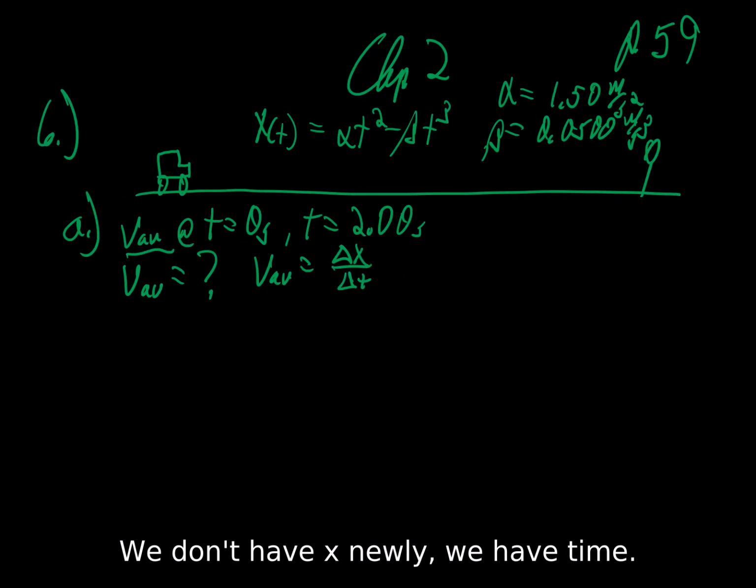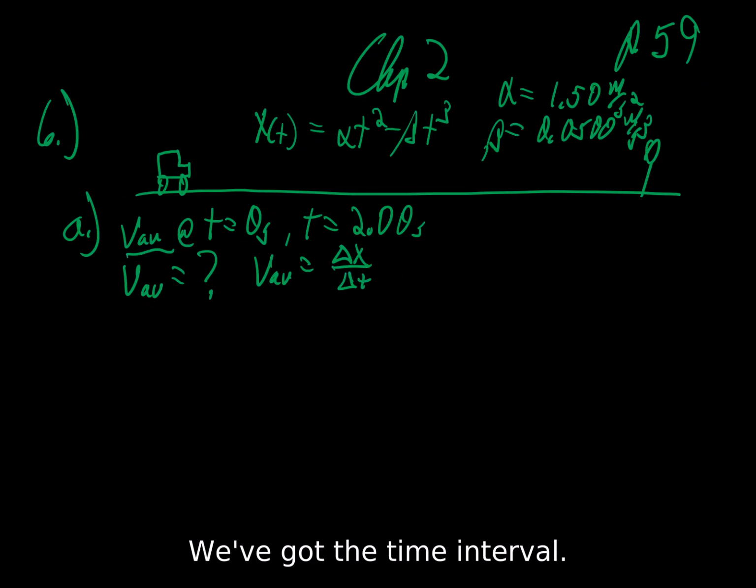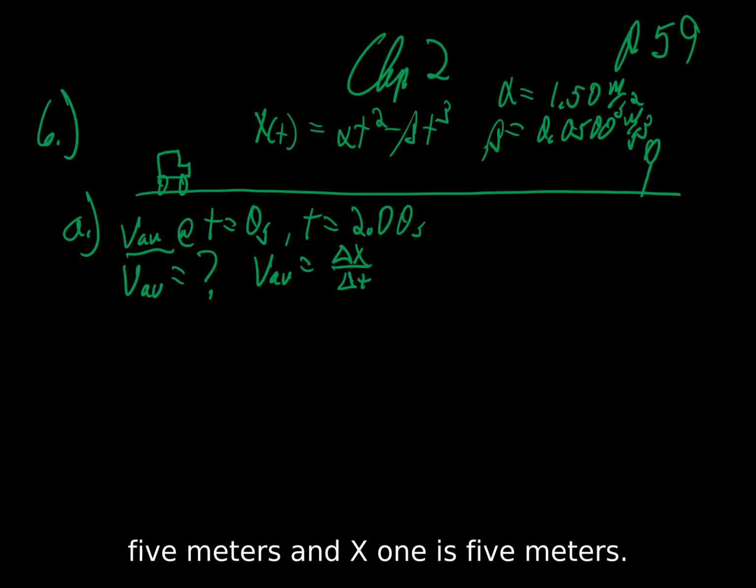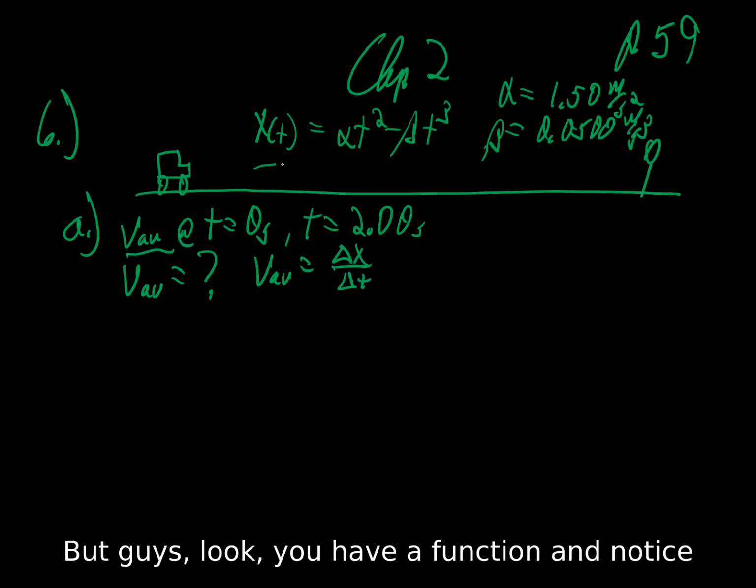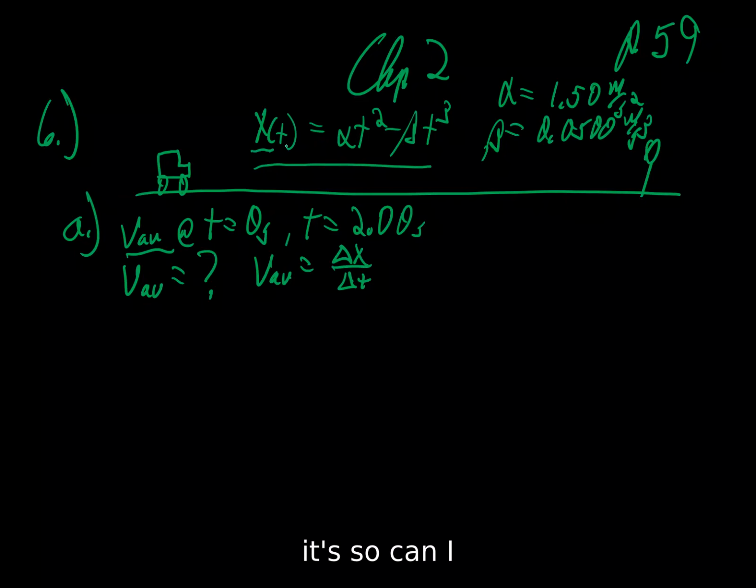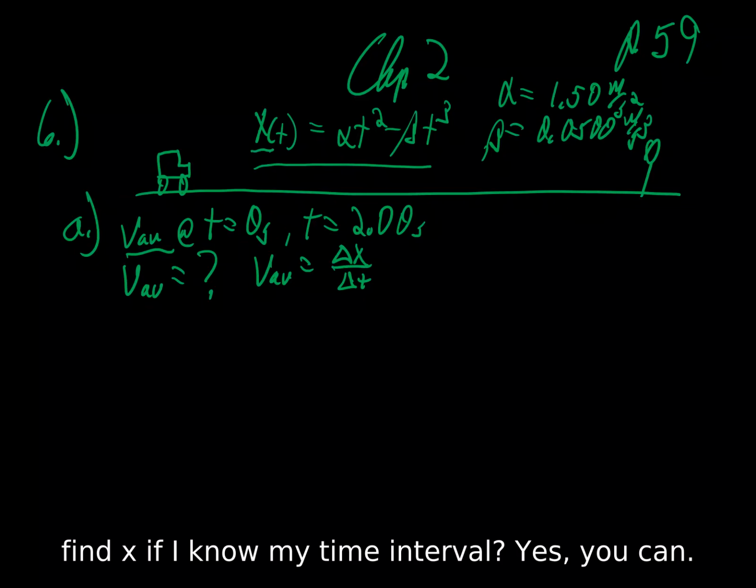All right. Well, Miss Shields, we've got a problem. We don't have x, do we? We have time. We've got the time interval. But we don't have x, do we? Well, not directly we don't. It's not saying x is 5 meters and x final is 10 meters. It doesn't directly say that. But guys, look, you have a function and notice it's x. So can I find x if I know my time interval?